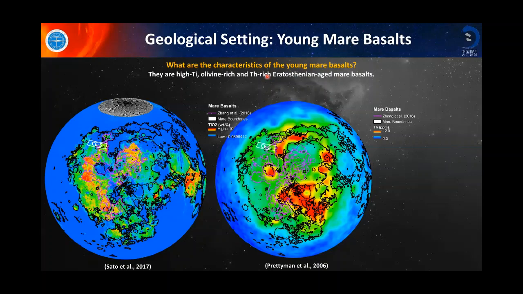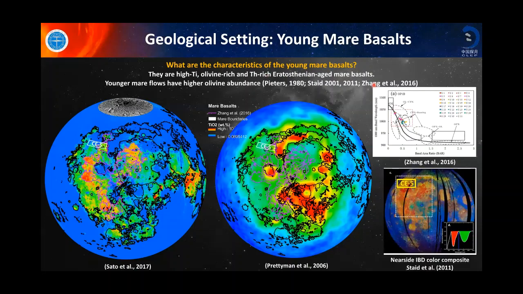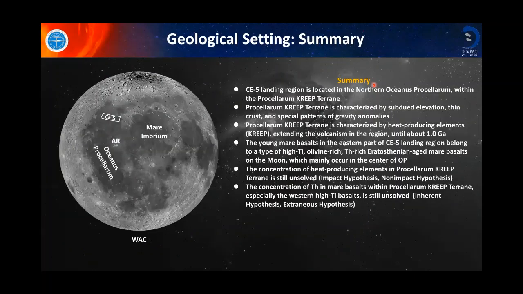Okay, let's just make a quick summary. The Chang'e-5 landing region is located in northern Oceanus Procellarum within PKT, which is characterized by subdued elevation, thin crust, and special patterns of gravity anomalies. This region has high heat-producing elements, which will extend volcanism in this region. And for Chang'e-5, the young Mare Basalts have high titanium, olivine abundance, and thorium abundance. And we have lots of unknowns on this region.